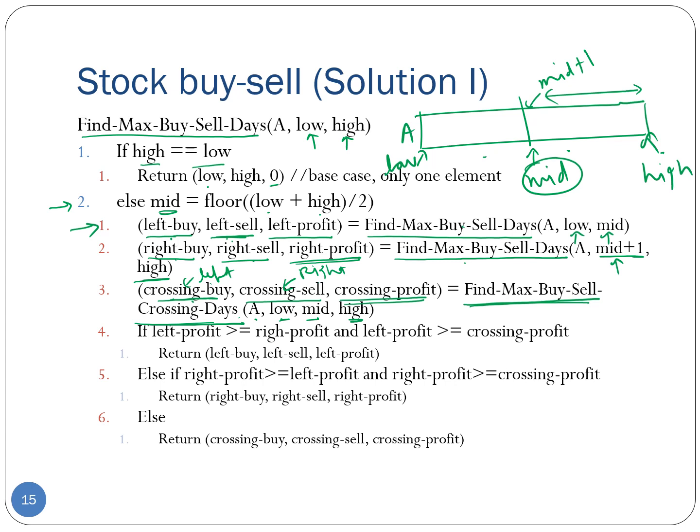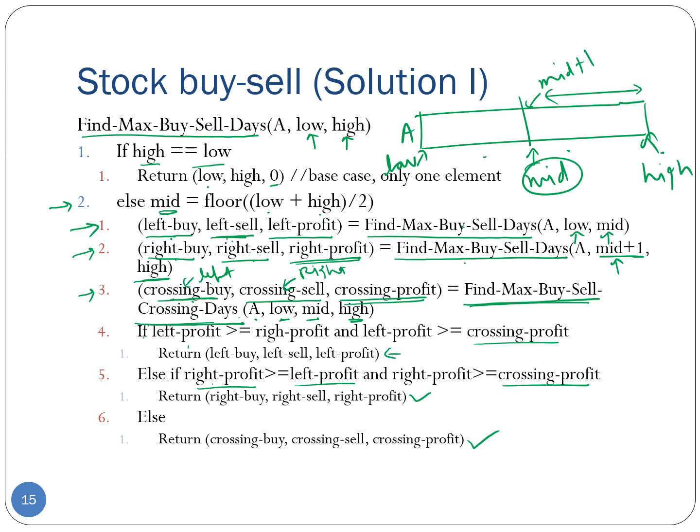Now, once you have these three pieces of information, the final answer is pretty straightforward. We simply check if the left profit is greater than or equal to the right profit, and it is also greater than or equal to the crossing profit, then we simply return the answer returned by the left half. Otherwise, if the right profit is greater than both the left and the crossing profits, then we simply return the answer from the right half of the recursion. Otherwise, if the first two cases are not true, it means that the buy and sell should happen in different halves, so we just return the answer returned by find max buy sell crossing days. So this recursive solution is pretty straightforward and simple.